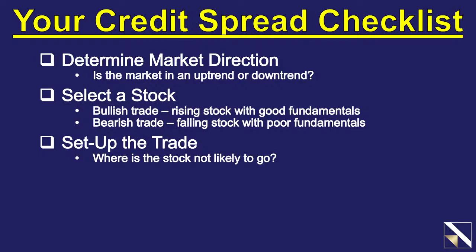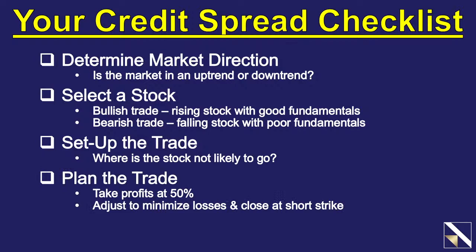All right. Once you then set up the trade, you say, all right, where's the stock not likely to go? That's where I'm going to sell. And then I'm just going to buy the insurance, typically around the next strike away from that one. Then you plan out the trade because you want to plan things out before you enter it.